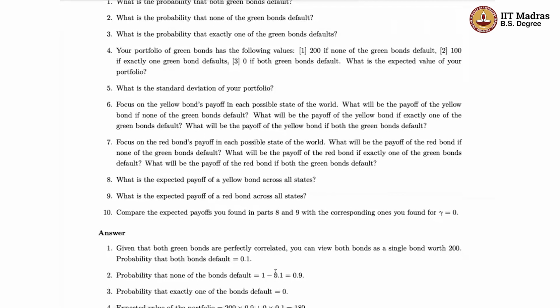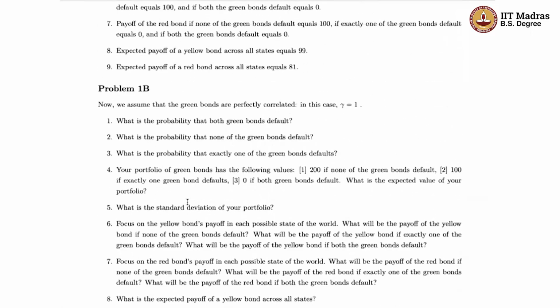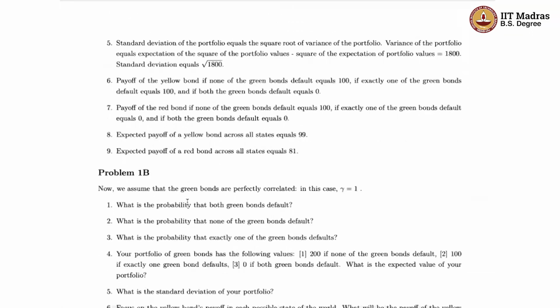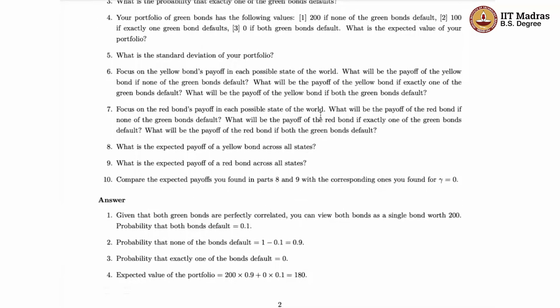Okay. So with these new probabilities, we can go ahead and calculate the expected value of the portfolio. So again, the portfolio is the same thing that we had before, right? 200 if none of them default, 100 if exactly one bond defaults, and 0 if both of the green bonds default. But the probabilities are now different, right? So you can do the same calculation. And so therefore, the expected value of the portfolio consisting of the two green bonds is given by 200 multiplied by 0.9 plus 0 multiplied by 0.1, or 180.